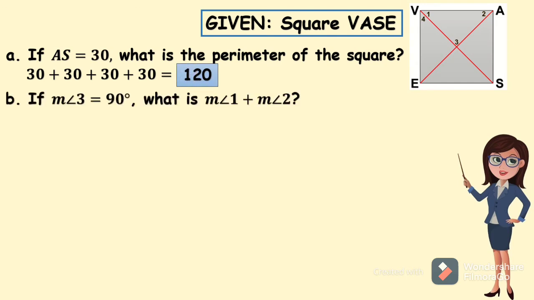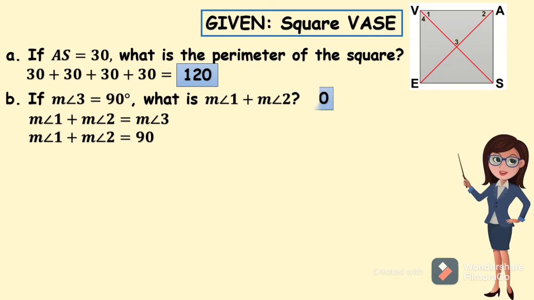Letter B, if the measure of angle 3 is equal to 90 degrees, what is the measure of angle 1 plus the measure of angle 2? By the property of parallelogram, the measure of angle 1 plus the measure of angle 2 is equal to the measure of angle 3. Since the measure of angle 3 is 90 degrees, then the measure of angle 1 plus the measure of angle 2 is also equal to 90 degrees.